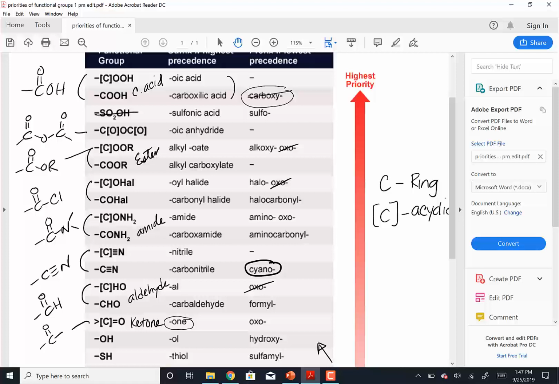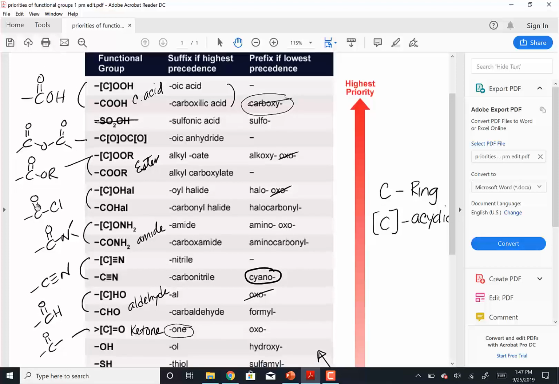Now, bracket oxygen means a C double bond O. So I'm going to write it out like what I wrote out here. That's what's going to be there. So if you say, do I have to memorize all the different carbonyl functional groups? Not if you're using this chart. You'll just see something with a C double bond OH. Oh, C double bond OH is an aldehyde. So you'll be able to do that.